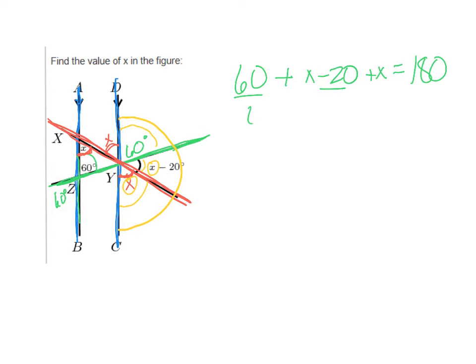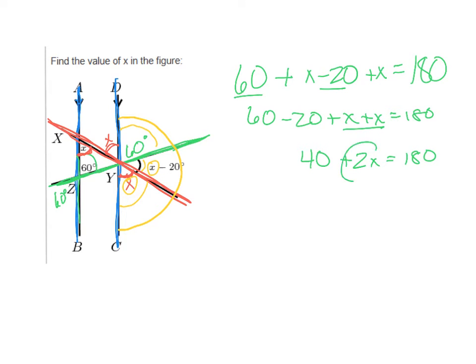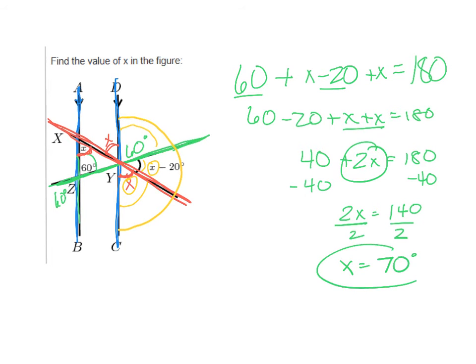These are like terms. 60 minus 20 plus x equals 180. 60 minus 20 is 40. x plus x is 2x equals 180. I need to get my variable term by itself, so I have to subtract 40 from both sides. See why solving those equations last chapter is so important in math? Divide by 2. x equals 70. That's my only variable that I needed. x is 70 degrees. So I'm done.